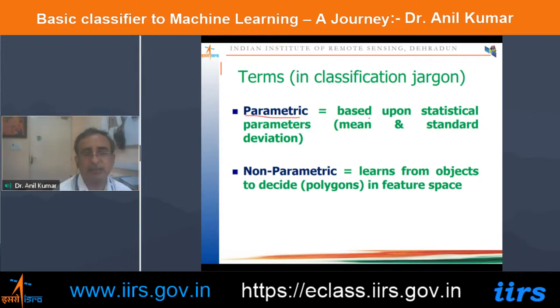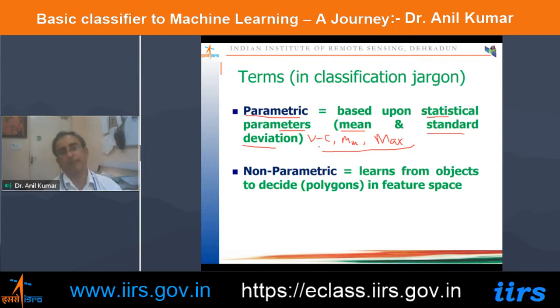Parametric means they are based upon statistical parameters like mean, standard deviation, variance, covariance, minimum, and maximum. So these are a few statistical parameters. Based on these, the statistical algorithm works, and they are also called parametric algorithms. Parametric algorithm means you are not worried about optimizing the parameters of the algorithm.